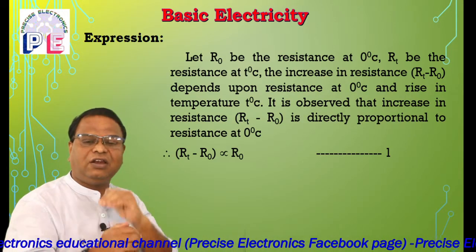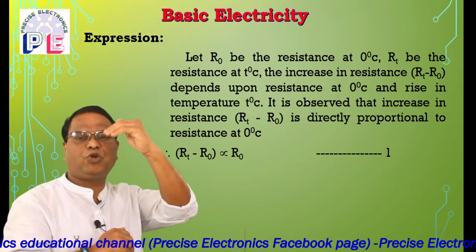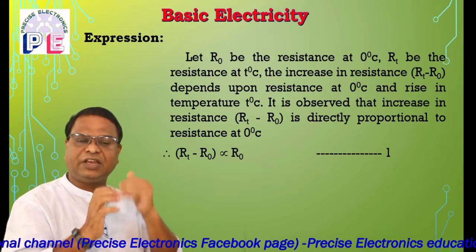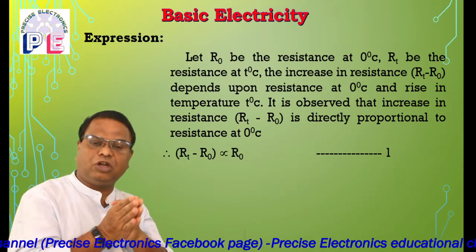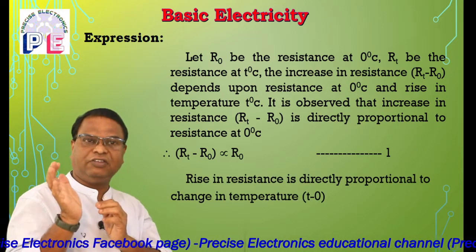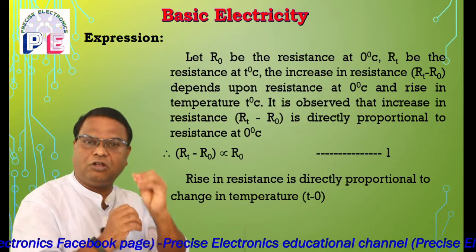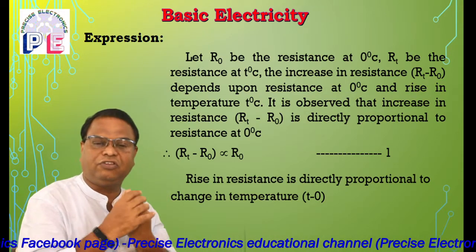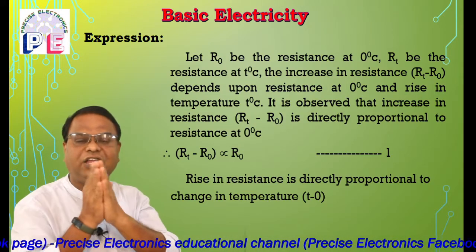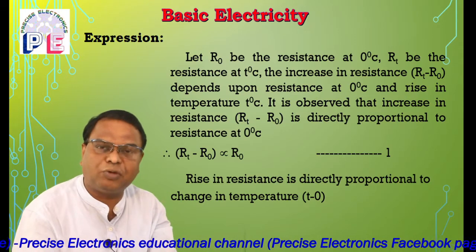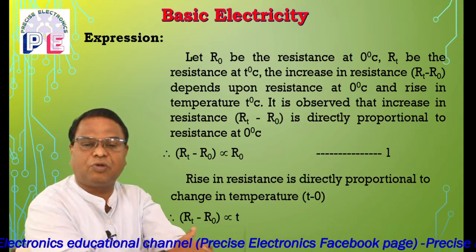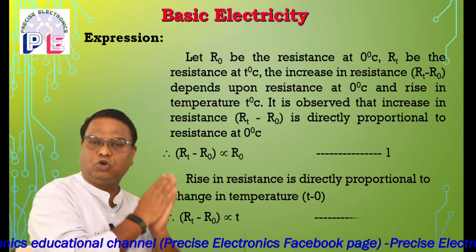The rise in resistance, whether an upward rise or a downward rise, that means resistance increases or decreases, is directly proportional to the change in temperature, that is T minus 0, where T is the temperature and 0 is 0 degree centigrade. So the change in resistance, RT minus R0, is also directly proportional to the temperature. That is equation number 2.